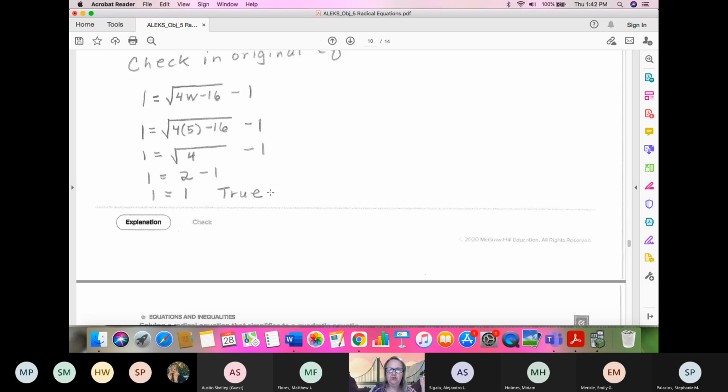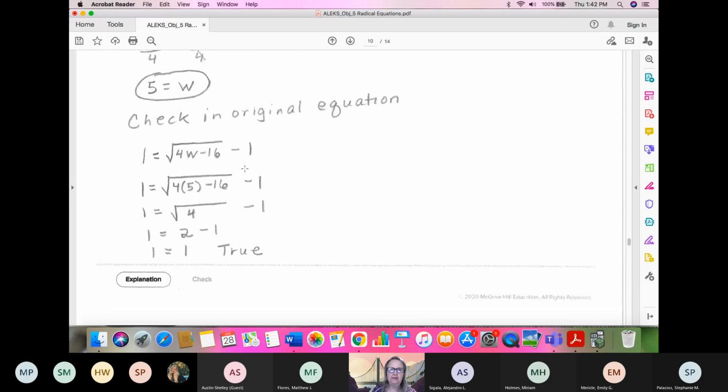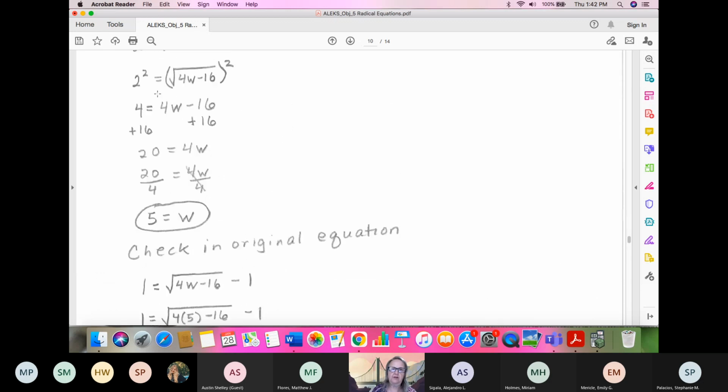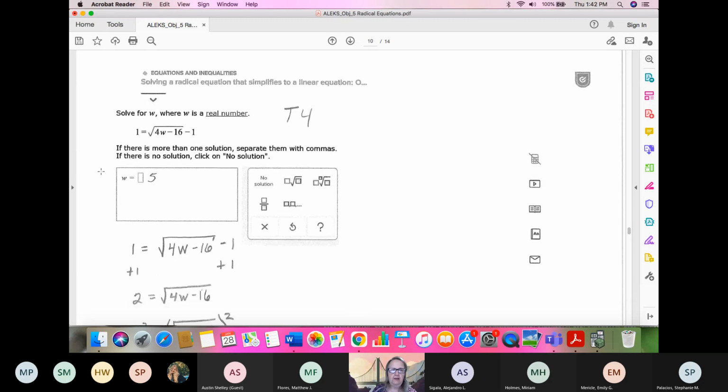We get a true statement. So that means that this is the solution, w equals 5. And that would just go up here, as Alex gives you w equals, so all you have to do is put in that number, in this case 5.